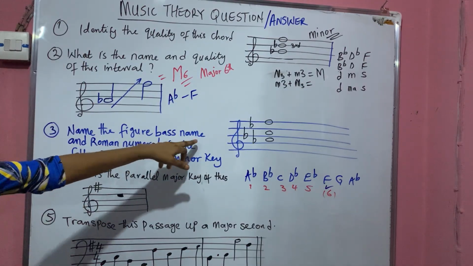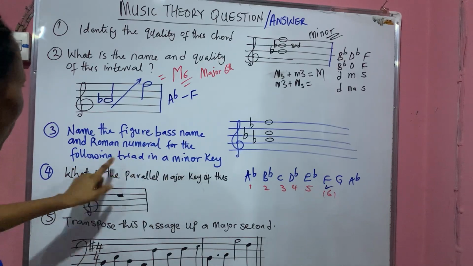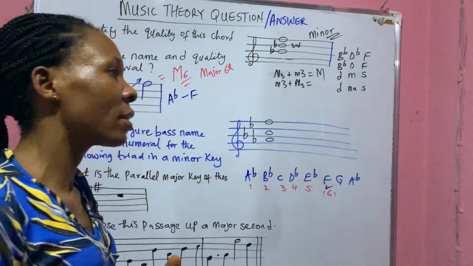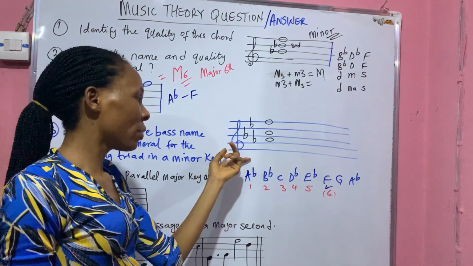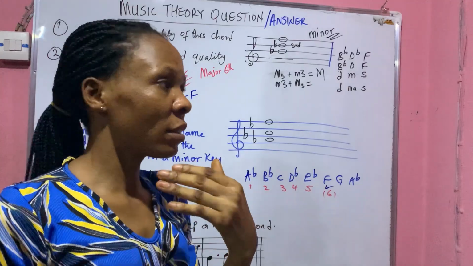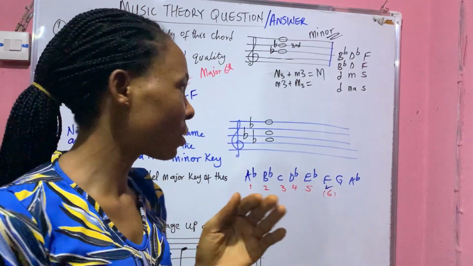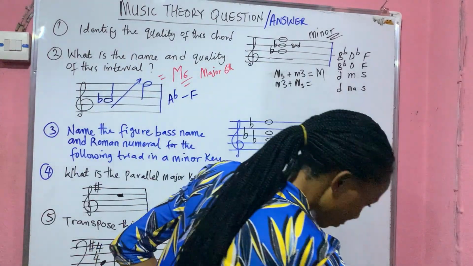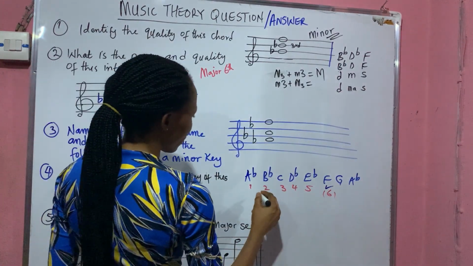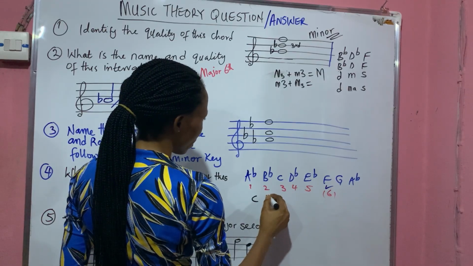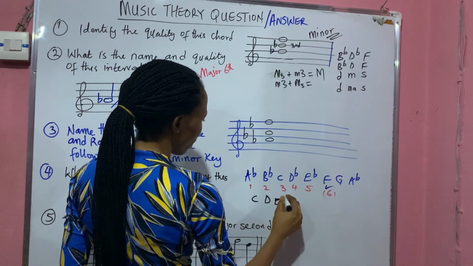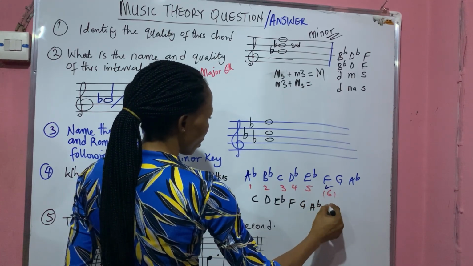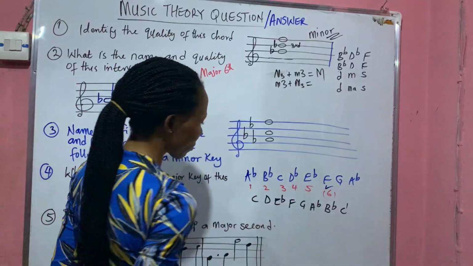Name the figured bass name and Roman numeral for the following triad in a minor key. This is the triad, and they say it's in a minor key. What minor key is this? E flat. What's the relative minor? The answer is C minor. So this chord is in C minor, and C minor consists of C, D, E flat, F, G, A flat, B flat, back to C.